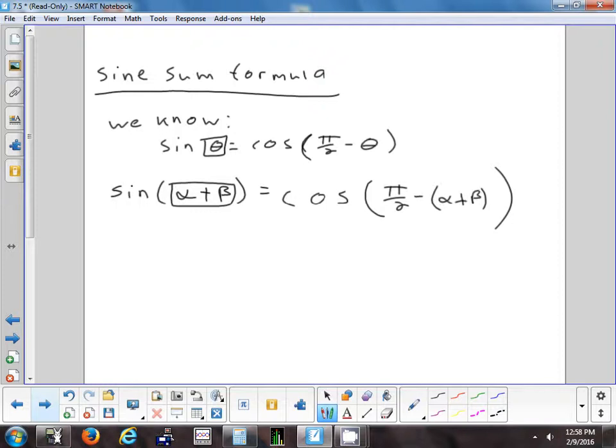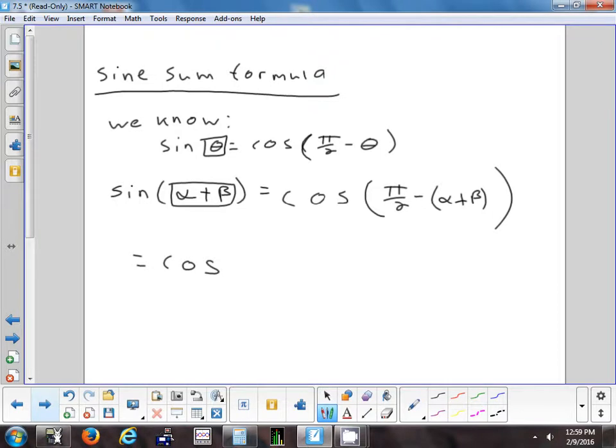Now, if we wanted, we could do this every time. Every time that we have a sine of a sum, we could rewrite it this way and just use the cosine difference formula. But it's going to be a lot faster if we do it generically one time and actually just get a formula for the sine of a sum. Then we don't have to think about trying to do it this way every time. Okay. What do I have to do with that minus sign? I got to distribute it.